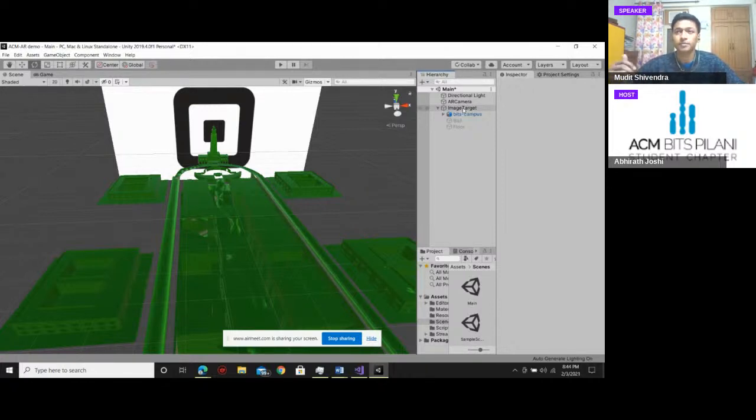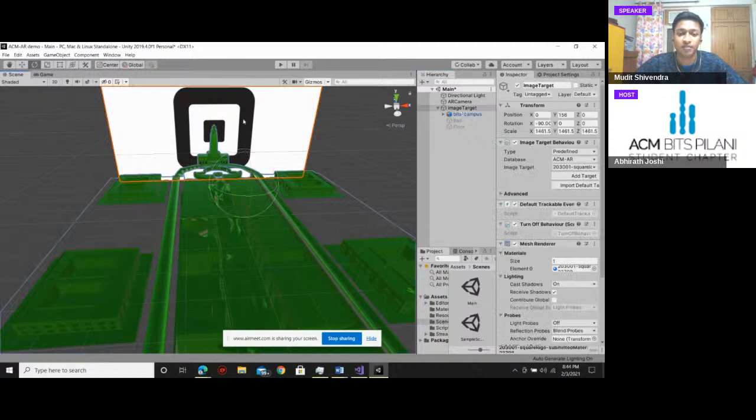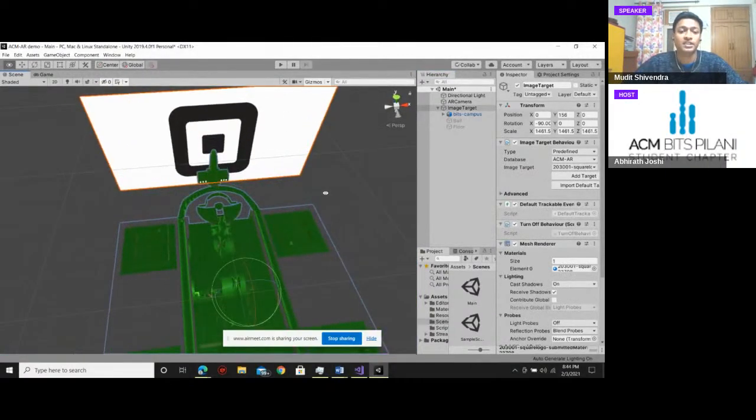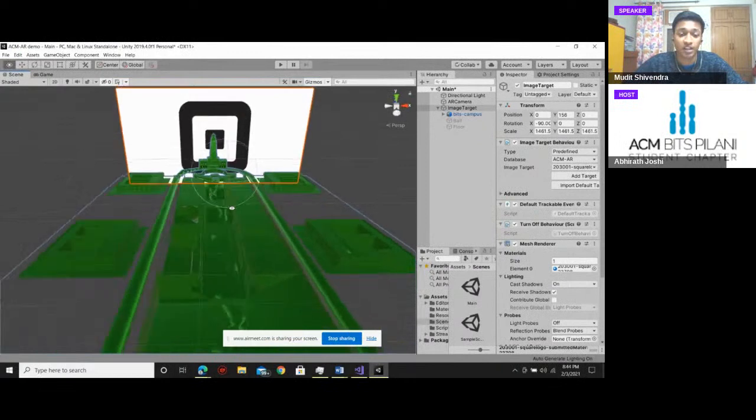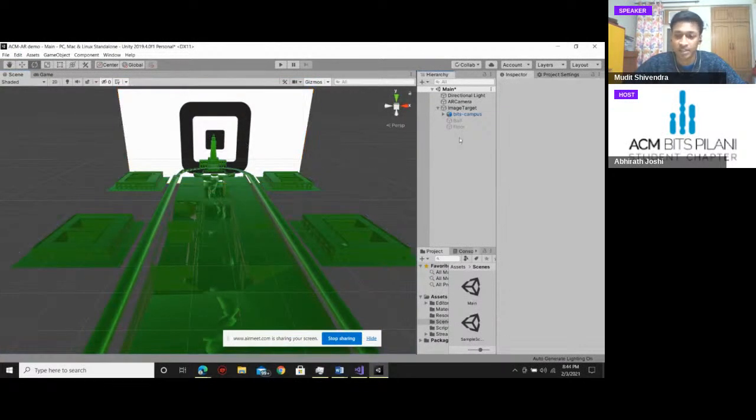So for markerless, you can just scan your environment and you can view AR models over anything. So you won't require an image like this for markerless environment, markerless models. So yeah, this is a marker-based project, and it took me about 30 minutes only to make all of this, and it would be about a day for you if you're starting from scratch.